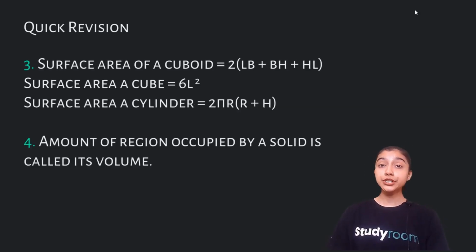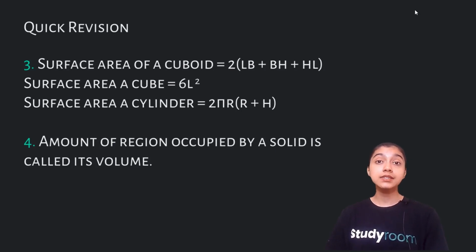Next up, in particular, we discussed the surface area of a cuboid, a cube and a cylinder. If we have a cuboid whose length is L, breadth is B and height is H, then the total surface area of that cuboid will be equal to 2 times (LB plus BH plus LH).